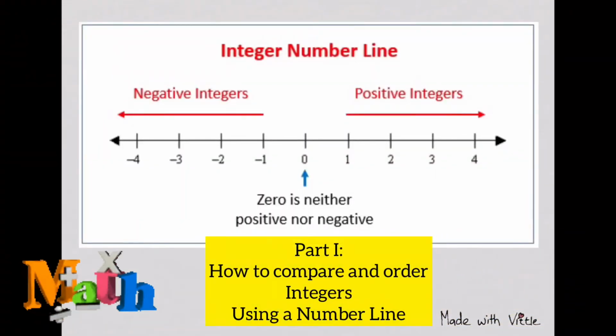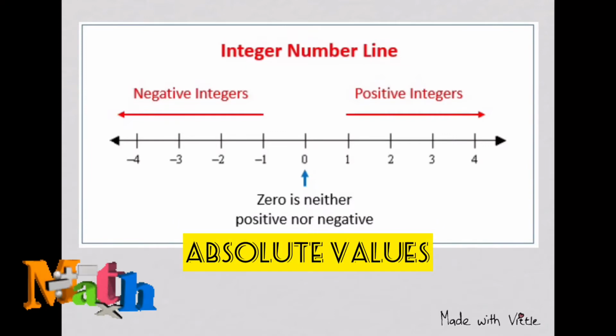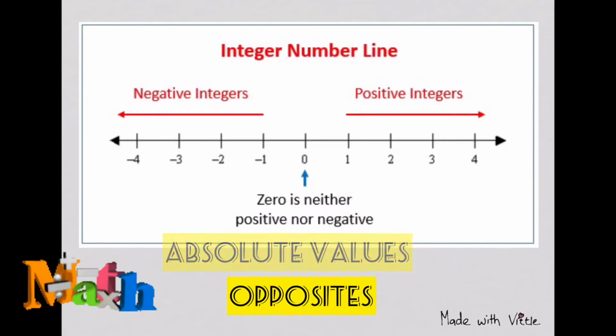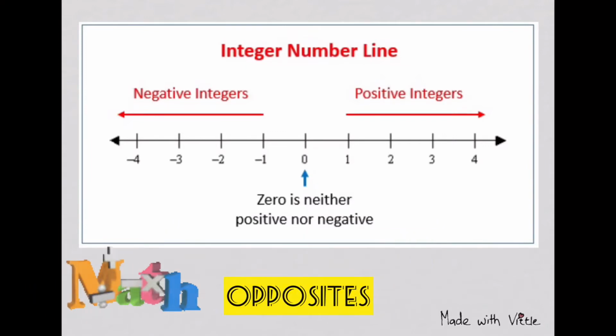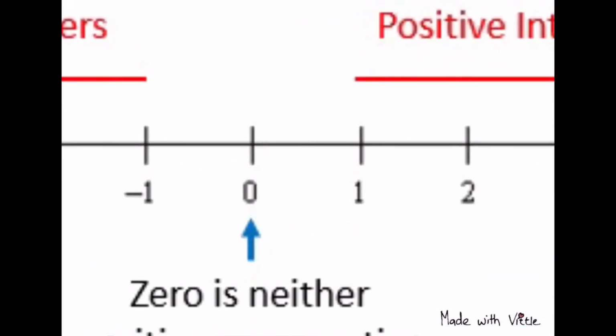On this video, we will talk about our integer number line. We will tackle how to compare numbers, your integers on your number line. We will also talk about absolute values, the opposites, and lastly, what are the fractions if we divide our one whole into parts? What are those fractions going to be?